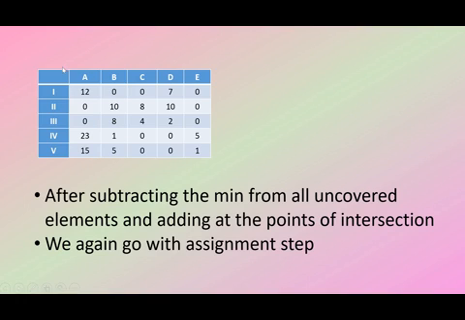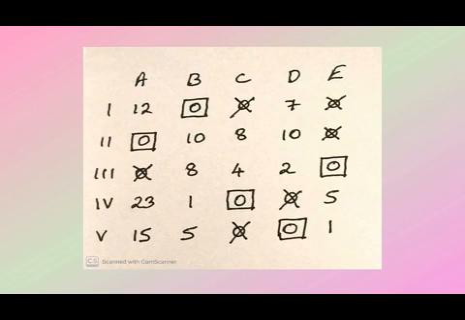Yes, all rows have zeros. Check whether all columns have zeros. Yes, all columns have zeros. So straight away we go with the assignment step. So we'll have a look at the assignment now.